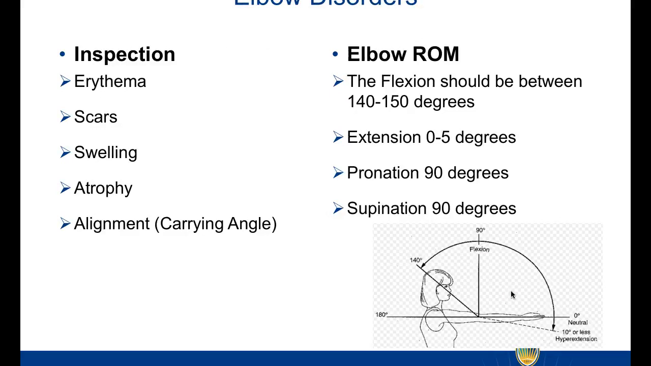Elbow disorders. Okay, let's now move on to the elbow and commonly seen disorders, which include elbow pain, epicondylitis, and olecranon process. When evaluating the elbow, the provider should inspect for the following: 1. Erythema, 2. Scars, 3. Swelling, 4. Atrophy, and 5. Alignment, which is the carrying angle.